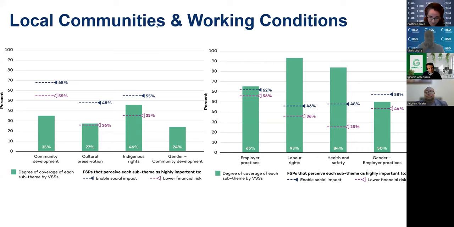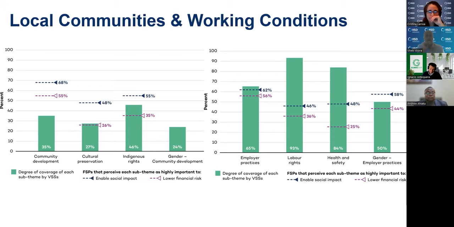The gaps between what financial service providers perceive as important and what VSS production criteria cover represent opportunities to better align standard requirements to facilitate farmer access to finance. Facilitating access to finance by making even slight changes to their standards could make a big difference for the viability of farming operations.